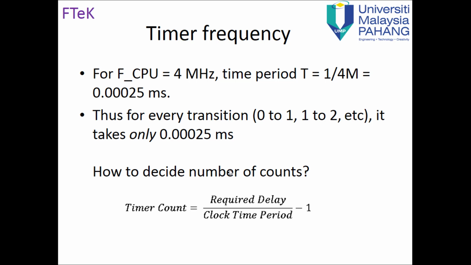Okay, so one step is not 1 second, one step is this amount in milliseconds, so it's dependent on the frequency of the microcontroller. So to calculate the timer count that is needed for a special delay, we divide the required delay in milliseconds or in seconds by the clock time period, which is this one, the period. Okay, then minus 1.